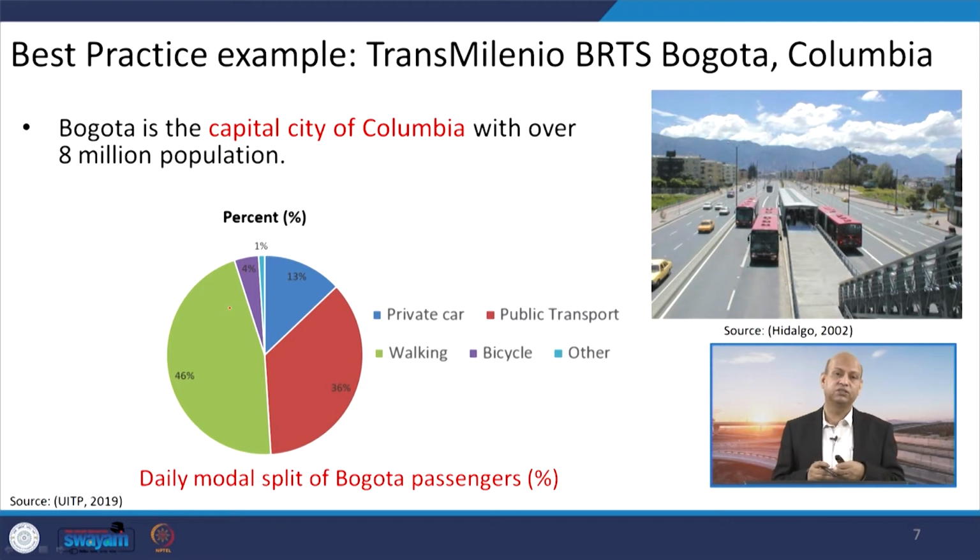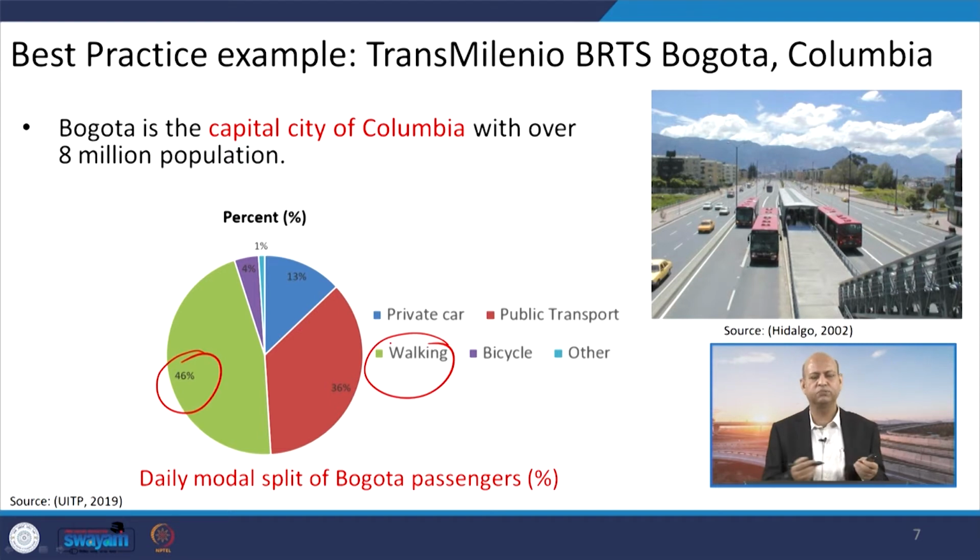Well, so when we talk about the very successful BRTS system of Bogota, Colombia, that is TransMilenio, which the BRT system is known for. This is the capital city of Colombia, and luckily I have personally visited that city and seen this BRTS system, and it is wonderfully managed. You can see the daily modal split of Bogota passengers: 46% walking, which means they are very health conscious. In South American cities, whether Bogota or Sao Paulo in Brazil, people like to walk to go from one place to another, cycle, etc. And then they also use the bus system or public transportation system.